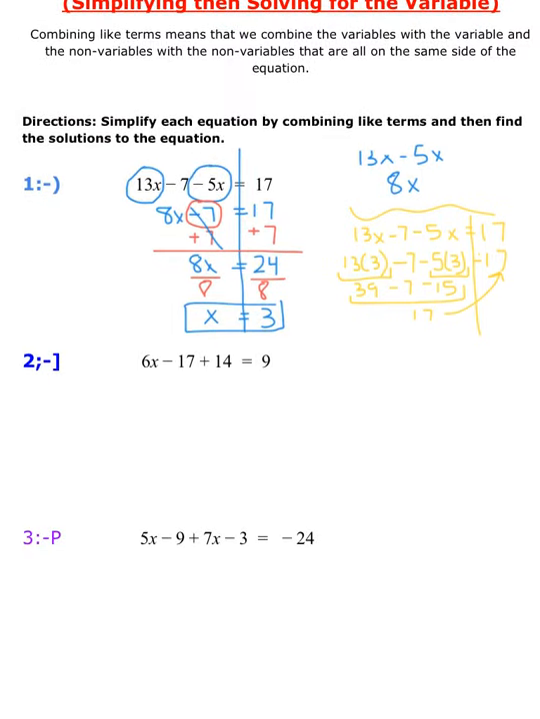Next equation, we have 6x minus 17 plus 14 equals 9. All right, so let's combine our like terms. Looking at the left side, I see we have a minus 17 and the plus 14. So negative 17 plus 14, remember the signs are different, so you find the difference. So subtract 17 minus 14, that would give you 3. Take the sign of the larger, which is negative, so negative 3. So we have 6x minus 3 equals 9.